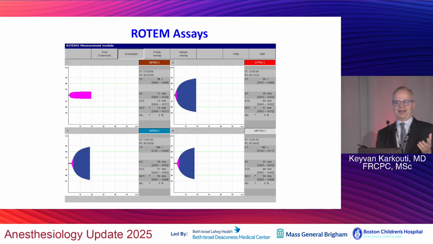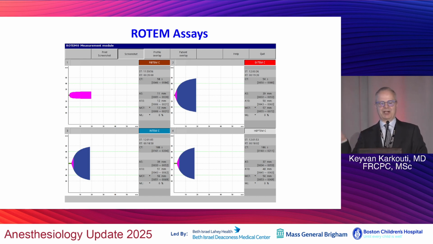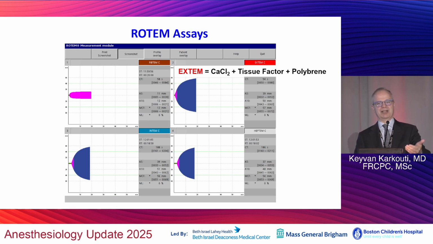Now this is what a ROTEM assay looks like. If you get a cartridge-based one, this is usually what you get. You get the EXTEM on the top right, FIBTEM, and then INTEM and HEPTEM. EXTEM is the extrinsic pathway, so it's got tissue factor. It's analogous to the INR, as I mentioned, in the clotting time. And it's got polybrene to block the heparin effect, so you could use it on heparinized samples.